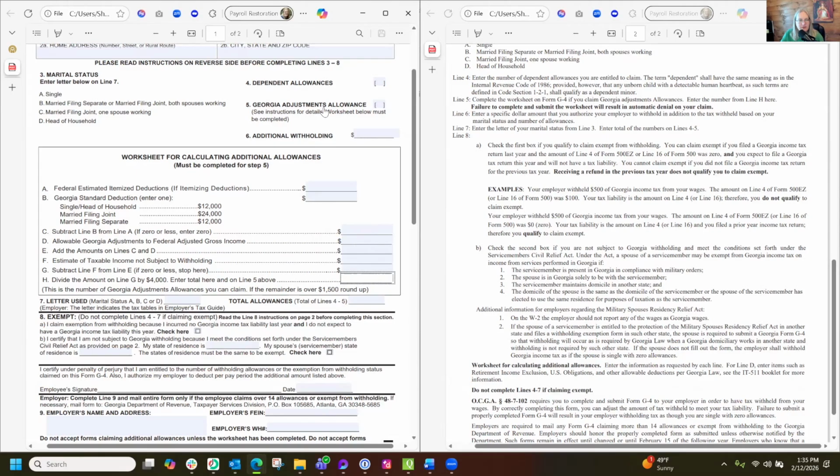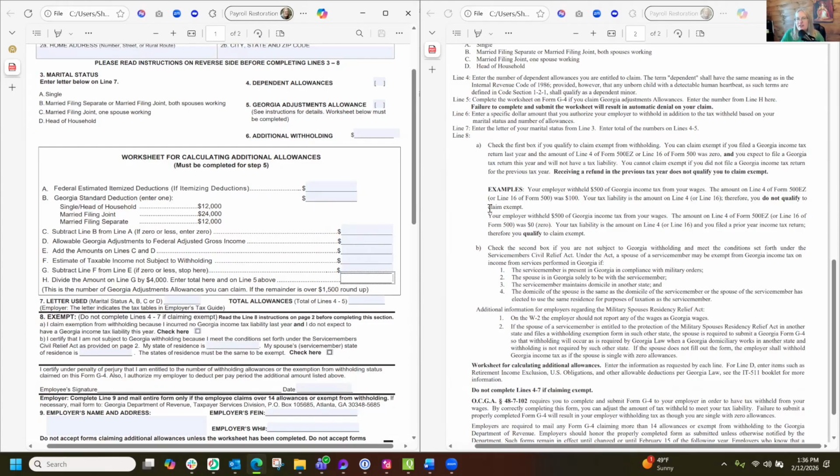And this is the number of Georgia adjustment allowances you can claim. If the remainder is over 1,500, round up. So it sounds like 1,500 is the amount that you can put on. But let's just keep reading these other instructions and see what they have over here.